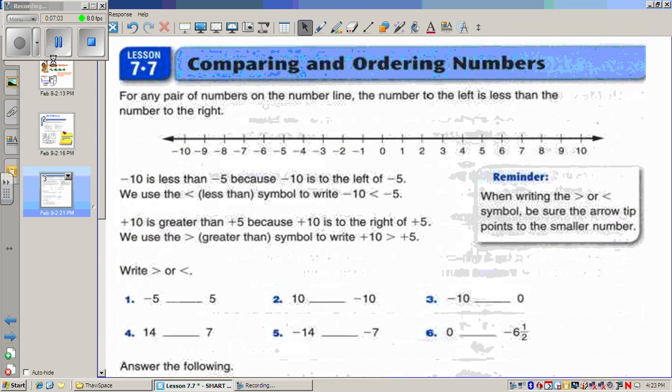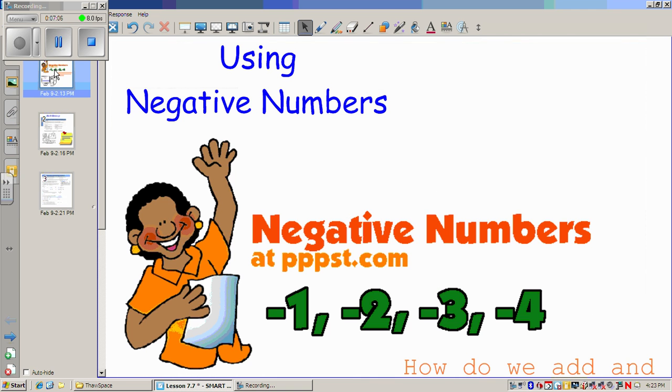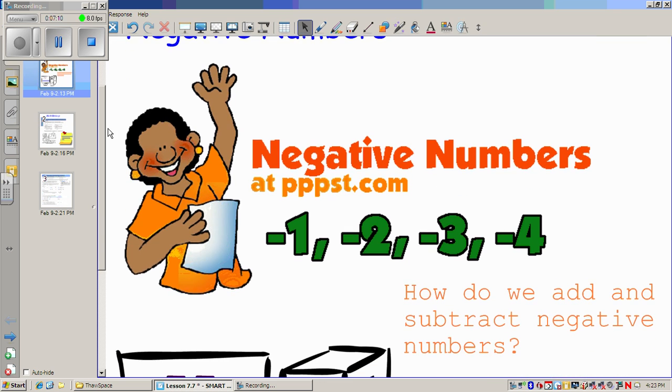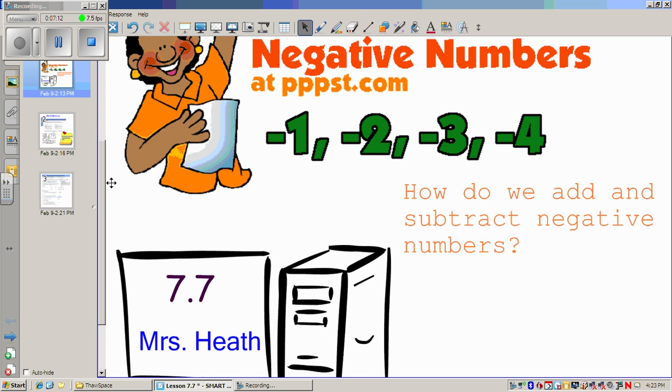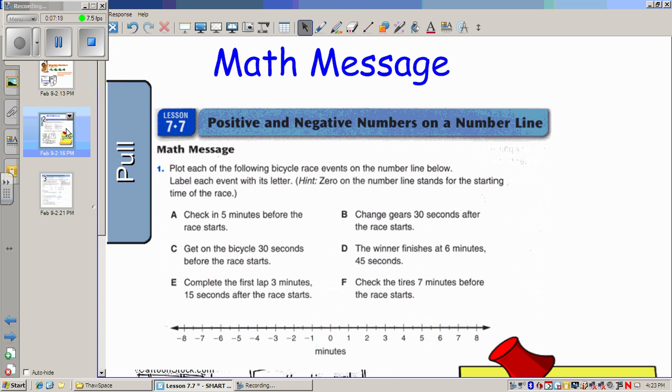So let's go back and review. Using negative numbers, so we have that. How do we add and subtract negative numbers? Hopefully we're going to get a better handle on that, and hopefully Mrs. Heath hasn't confused you too much. Then our math message was plotting. We're going to plot the letters onto the number line.